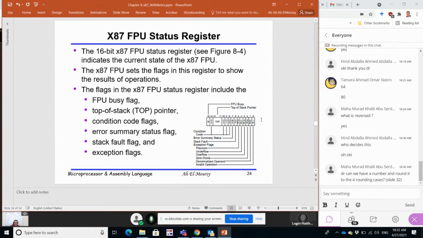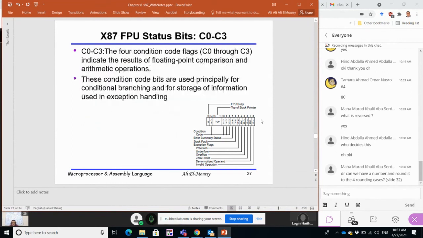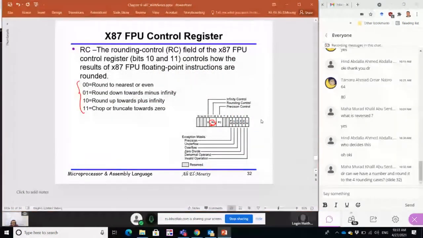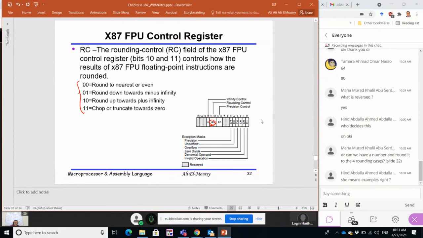Can we have a number and round it to the four rounding cases? Slide 32. I don't understand your question, Maha. I have a number. No examples, because we will not go into that. This is out of our scope for this course. This will be too much.